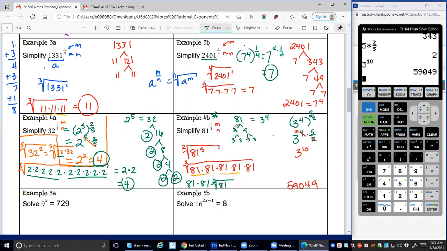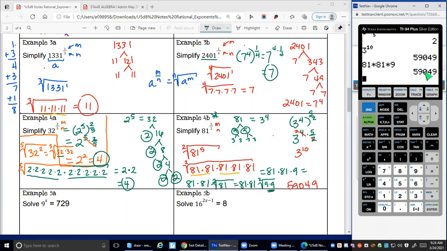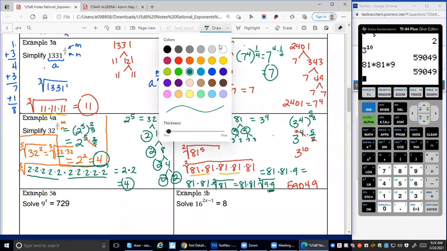Well, we know that 81 is also equal to 9 times 9, correct? So I'm going to go ahead and write it like this: 81 times 81, and 9 times 9. I'm running out of space a little bit. And so I have a group of 2. So what's going to pop out? 9. And I end up with 81 times 81 times 9. And let me double check it. And we get that same beautiful number.